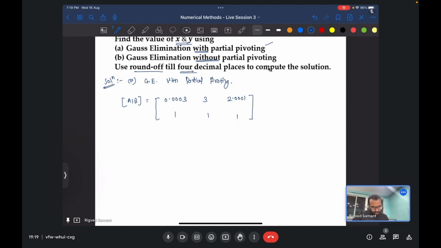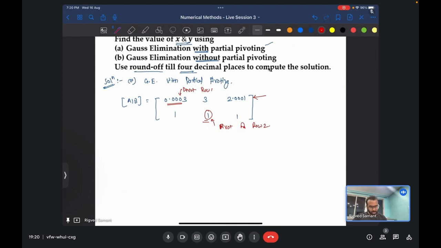So what are the pivots? Did you understand what a pivot is? You go for partial pivoting later. What does a pivot mean? Diagonal elements? Yes. So for this first row, the diagonal element is this. This is the pivot element pertaining to row 1. This is the diagonal element pertaining to row 2, the pivot for row 2. So these two are your pivot elements.